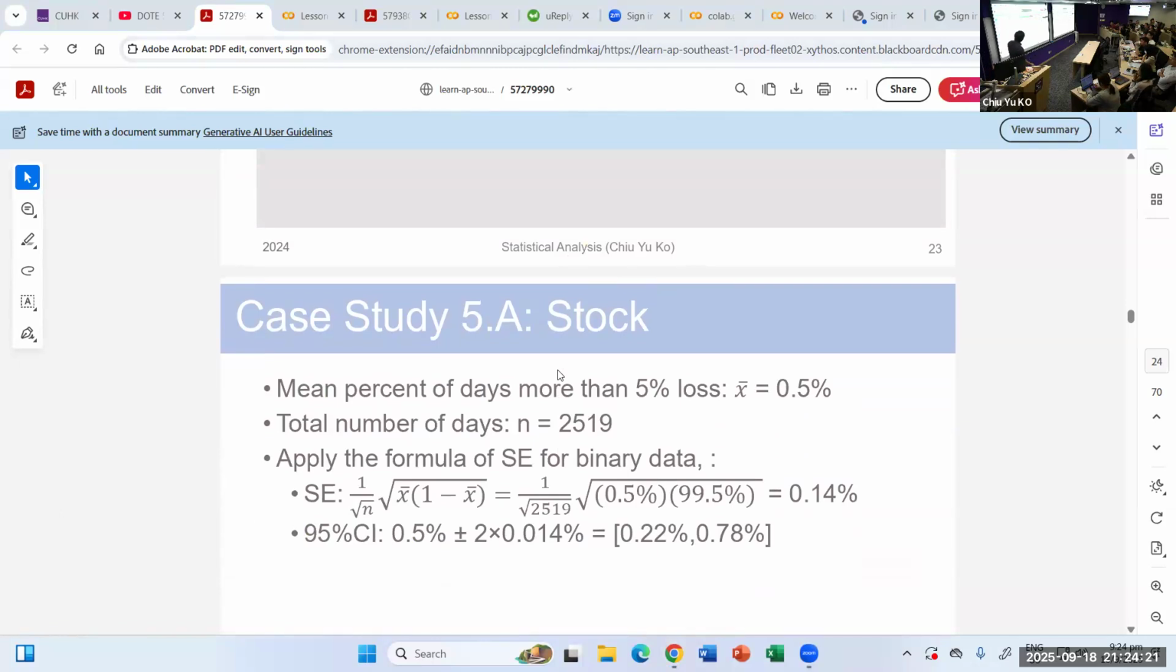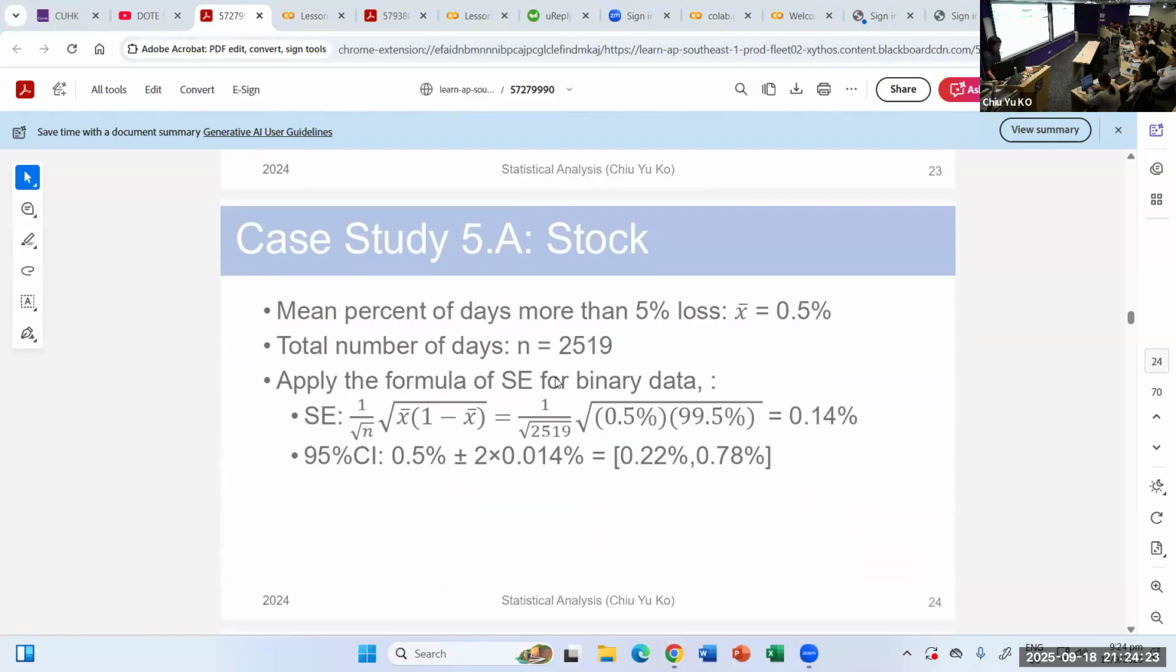Now, you can use a number there. There are 0.5% of days that have more than that loss. You can use the formula there. The total number of days is 25,000. And for binary data, because it's just below negative 5% or above negative 5%, it becomes 0 and 1 data. You can actually use the formula there and calculate that.